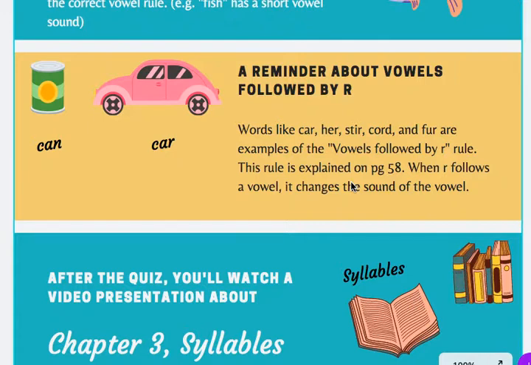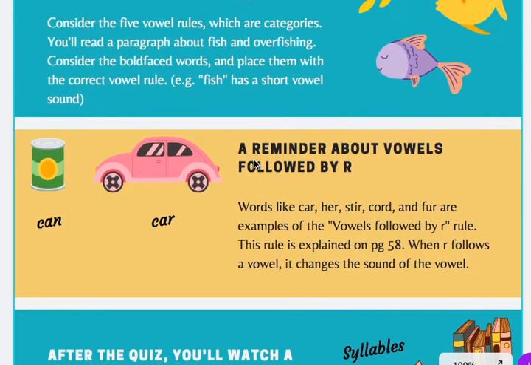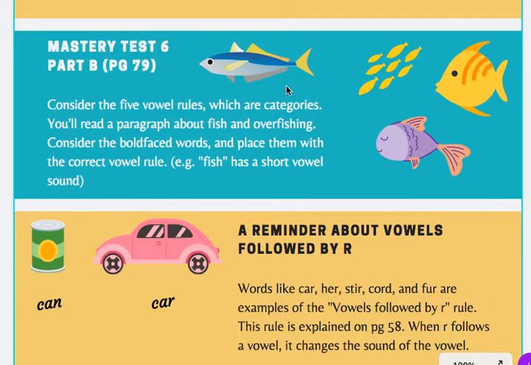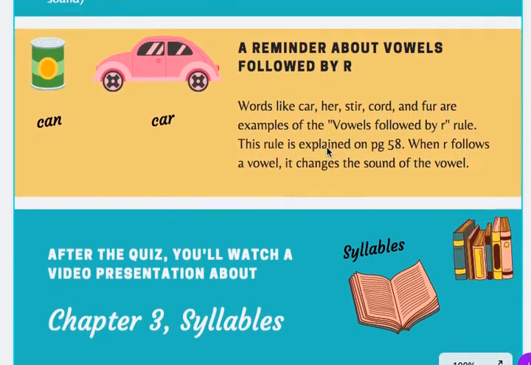And if you want to review the rule, it's explained on page 58 in the textbook. When R follows a vowel, it changes the sound of the vowel. And I just bring that up because that is one of the 5 rules that you're going to see in Part B of Mastery Test 6, the item that's about fishing and overfishing.